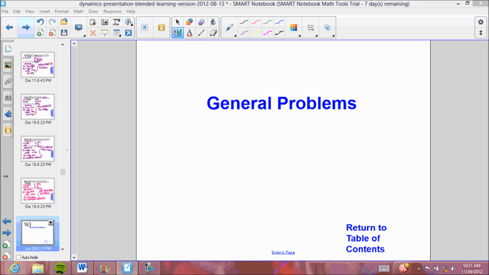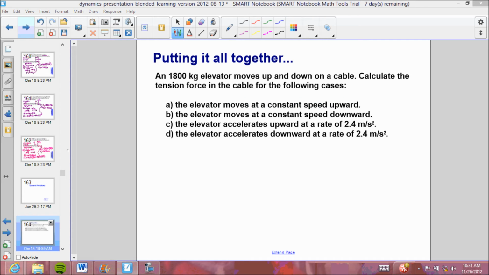So now, we're basically doing exactly the same thing in these general problems. We've got an 1,800 kilogram elevator that moves up and down on a cable. Calculate the tension force in the cable for the following cases. In the first one, it's moving up at a constant speed, and the second one is moving down at a constant speed, and the third one is moving up at a rate of 2.4 meters per second squared, and in part B, it's moving down at the rate of 2.4 meters per second squared.